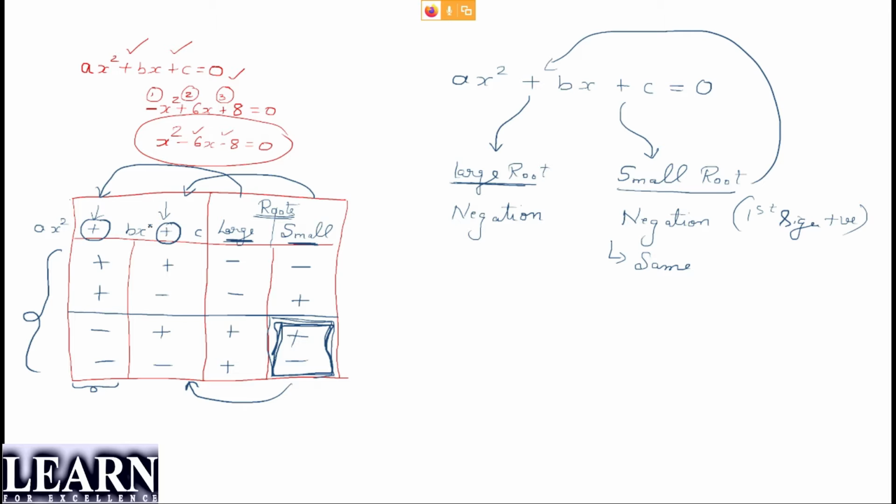Clear? There are four different sign categories if I'm talking about a general quadratic equation. We'll have positive and positive, positive and negative, negative and positive, and negative and negative. So we have only four possibilities here. The larger root will always be the negation of the first sign. So look here. Negation, negation, negation, and this is also negation. The larger root will always be the negation of the first sign.